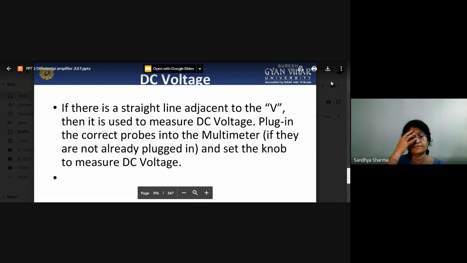So now you can see, if you want to measure the DC voltage, according to that we will set the DC voltage. This is the basic symbol which we are using here to represent the DC voltage. There is a flat line that will indicate to you the DC voltage.